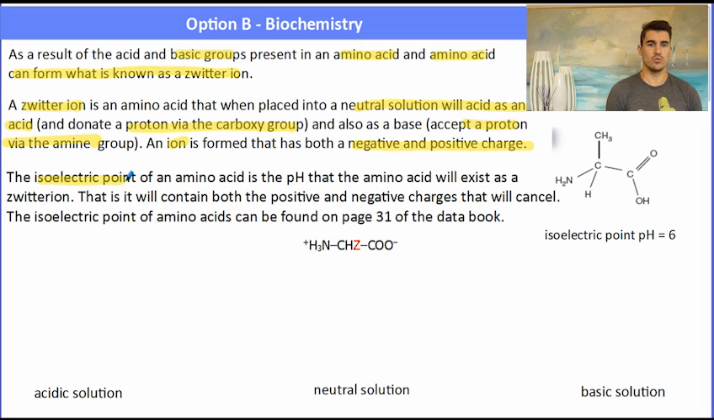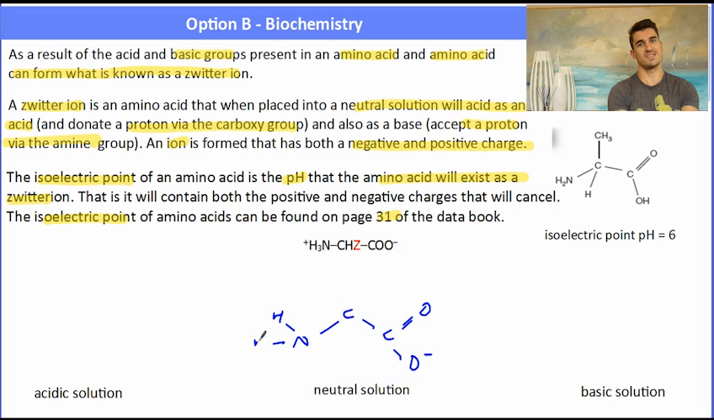That ion will only exist at its isoelectric point. Its isoelectric point is the pH, which can be found on page 31 of the data book. So here we have alanine, and its isoelectric point is a pH of 6. So that means at a pH of 6, that amino acid will both have a negative charge on the carboxy group because it's donated a proton, and a positive charge on the amine group because it's the basic group and it has accepted a proton.